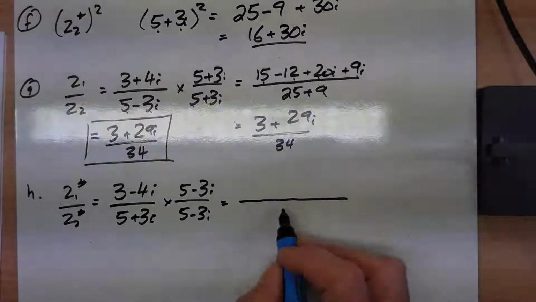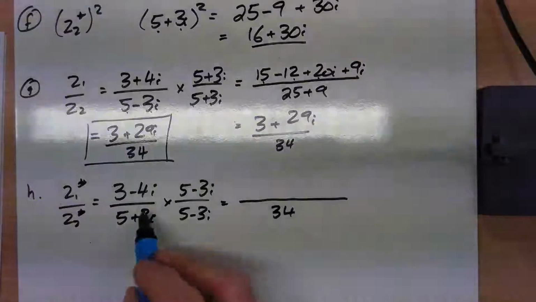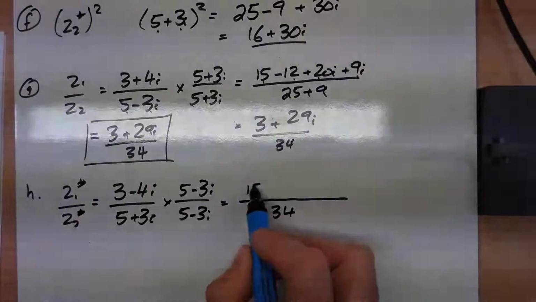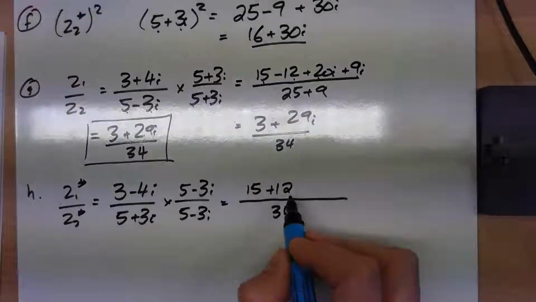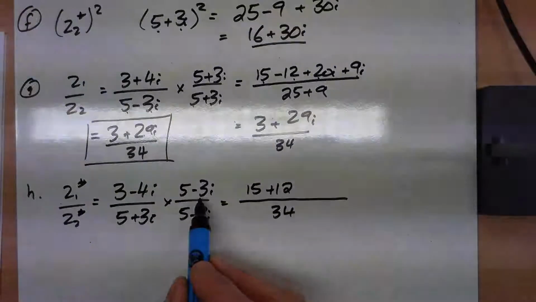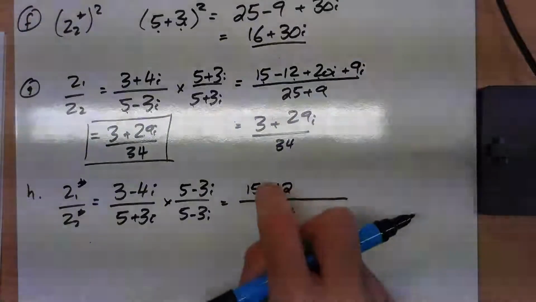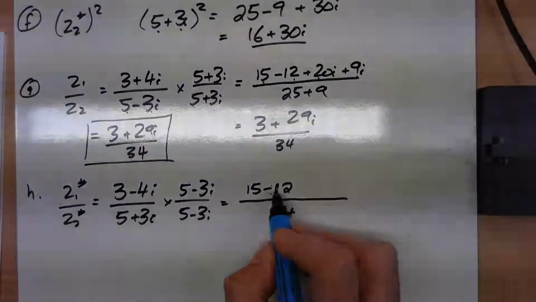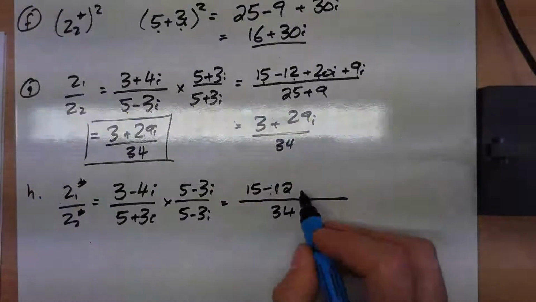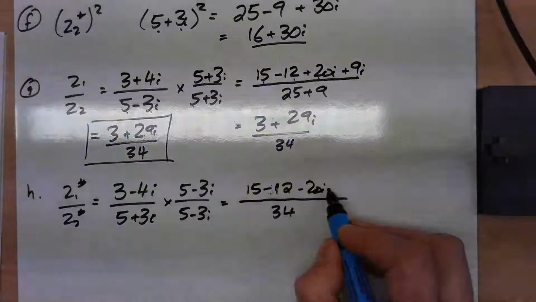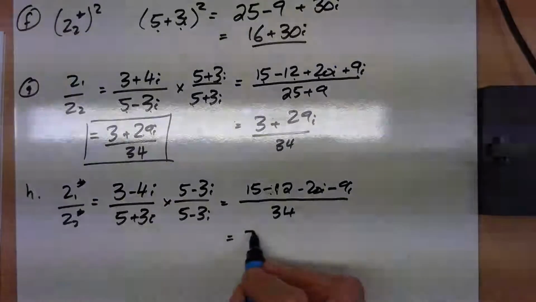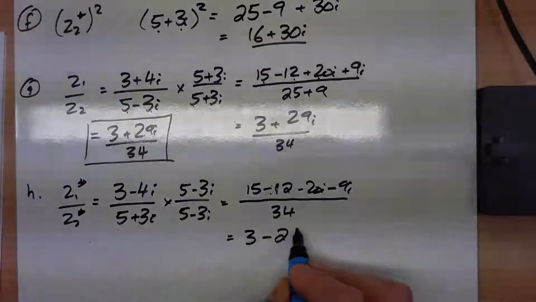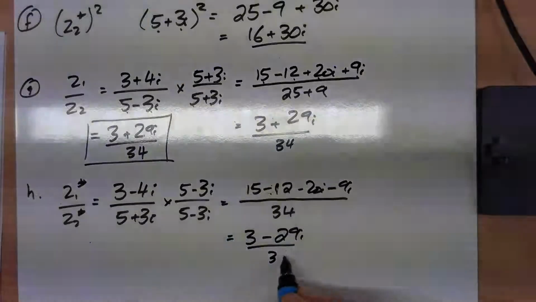Clearly the bottom's going to be exactly the same as we had before. What's the top going to be? So can you predict what it's going to be before we get there? So this time we've got minus 12. So we've got 12 and a minus 1. So we've got minus 12 again. And here we've got minus 20 i's and minus 9 i's. And so we're ending up with 3 minus 29i over 34.